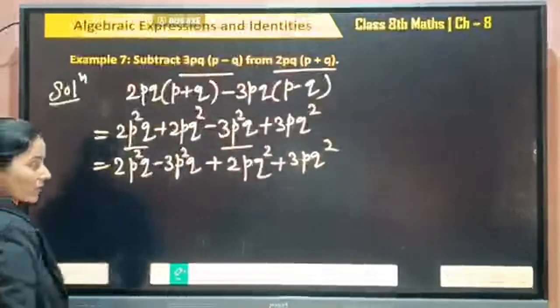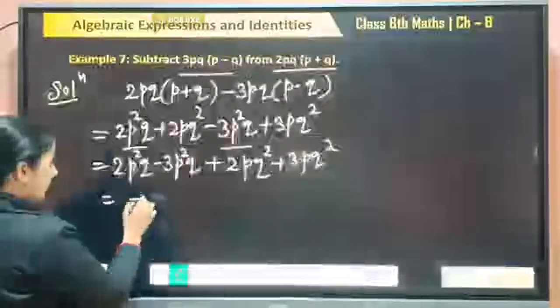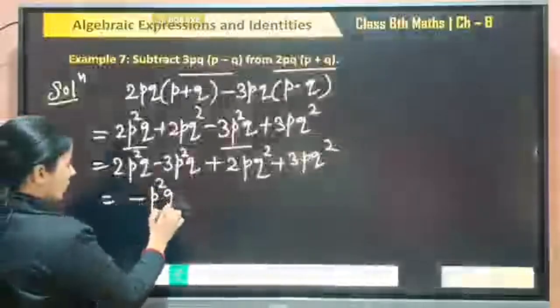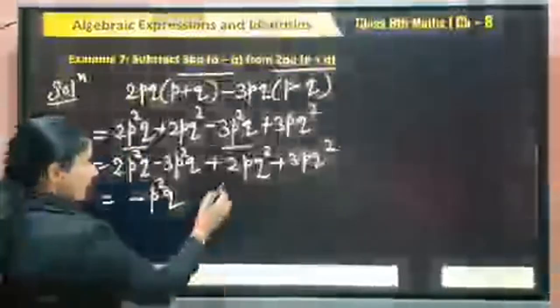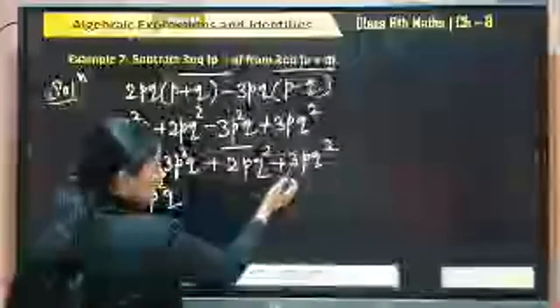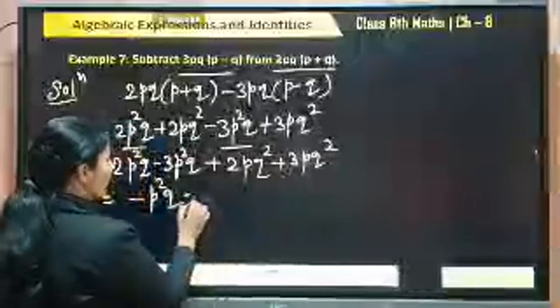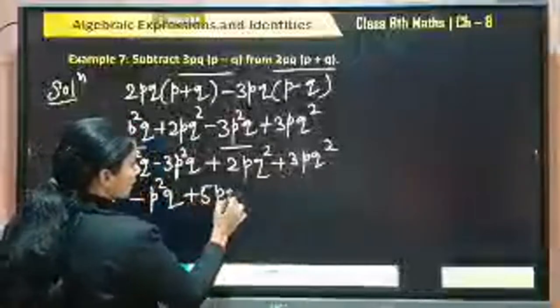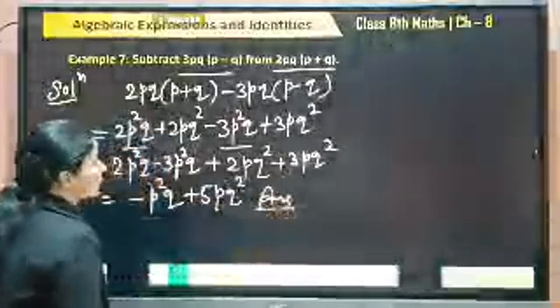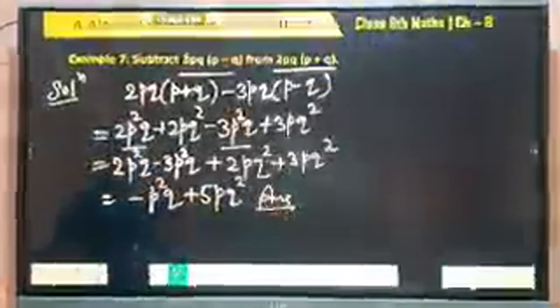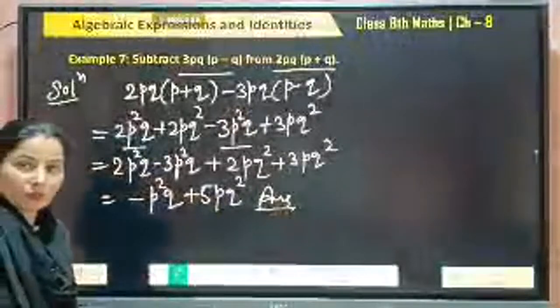2p square q minus 3p square q will be minus p square q. And 2p q square plus 3p q square will be 5p q square. This is your answer, the subtraction of these two expressions. Example number 7 is also completed.